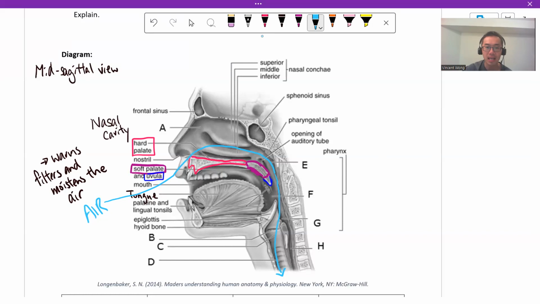So let's go through some of the key things along the way. So E right here, this opening that allows the air to go from the nose further down. This opening is called the nasopharynx. So air goes through here to enter the pharynx.